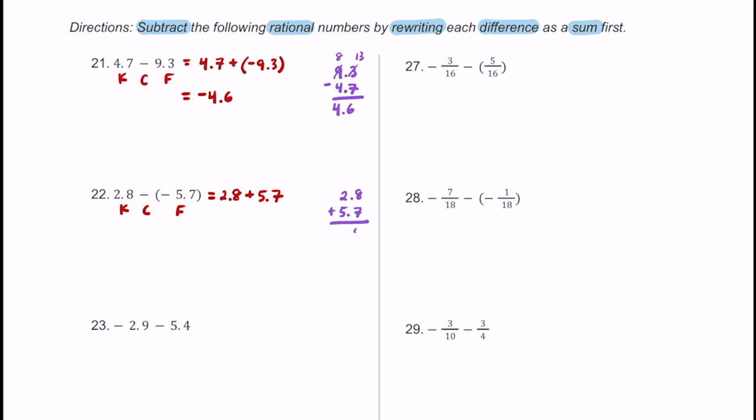8 plus 7 is 15, carry the 1. Then 1 plus 2 plus 5 is 8. So I'm getting 8.5 here. So if we go ahead and write this answer, we're going to get 8.5.